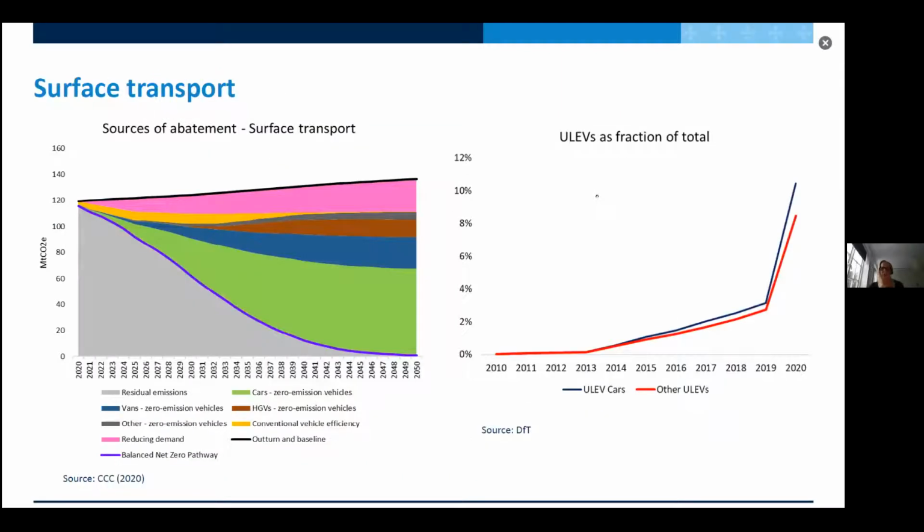So starting with transport, 50% of carbon abatement is from cars, 80% from more vehicles, as shown in the chart on the left. UK policies are to end the sale of all new petrol and diesel cars and vans by 2030, and hybrid sales by 2035.